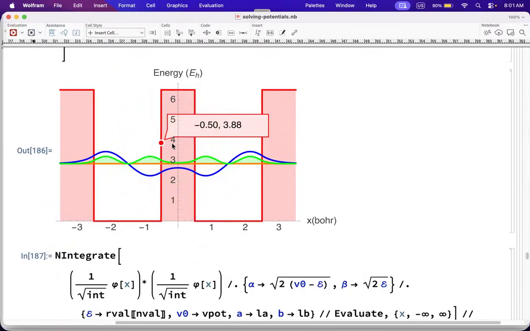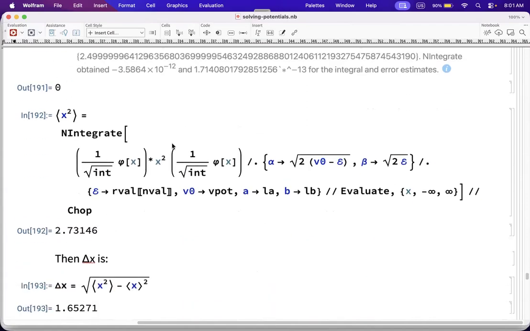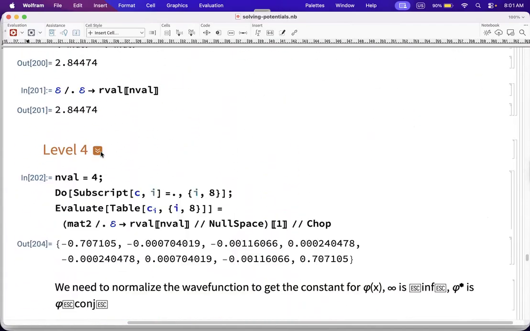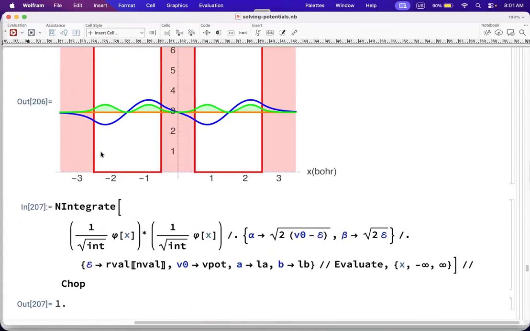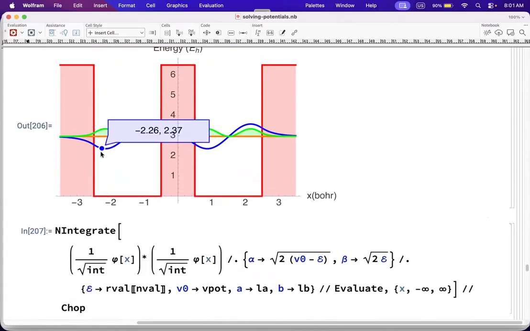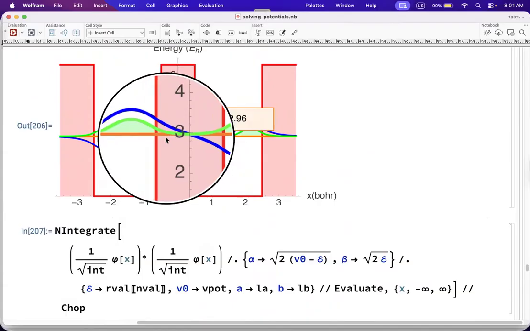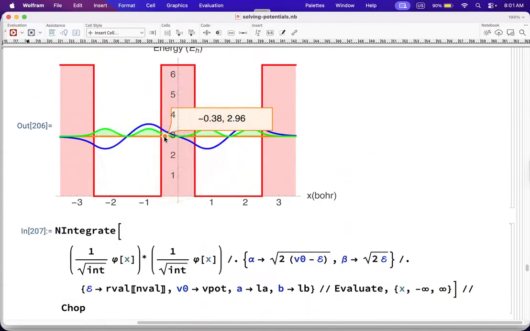So let's see level 4, please. So Diane, what do you think? Level 4, what happened with level 4? Is it bonding or anti-bonding? What do you think? It's anti-bonding, right? Correct. It's anti-bonding because, as you can see here, the wave function becomes 0 inside the forbidden region, or the potential barrier.